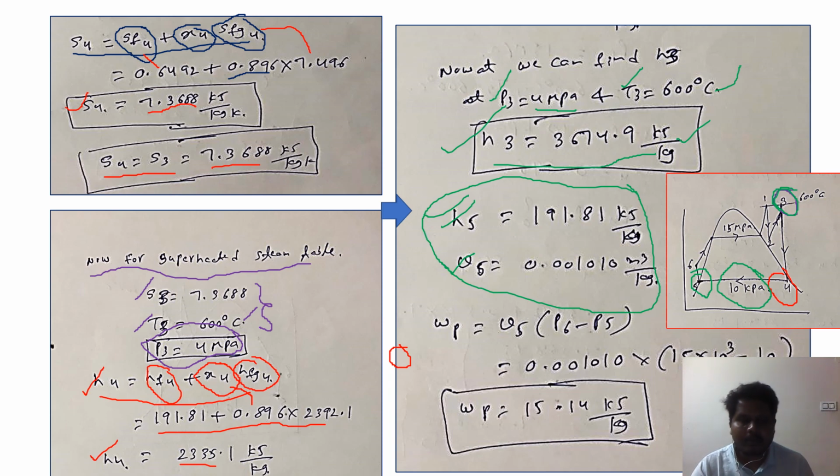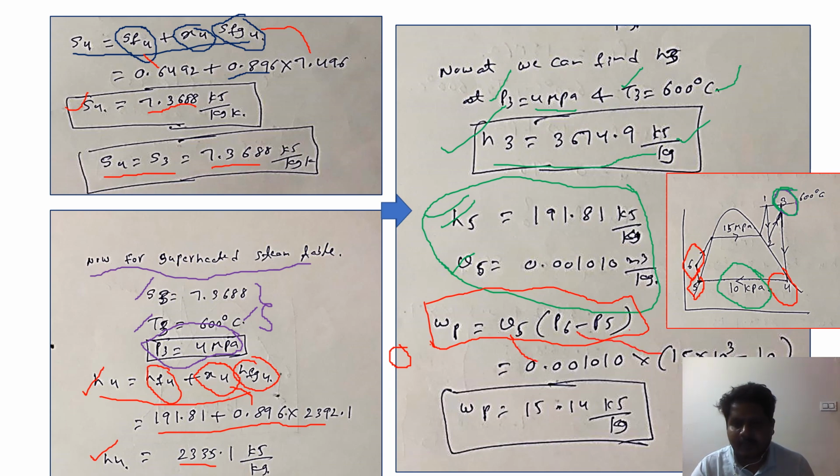Now we can find the work input to the pump. The work input to the pump equation is W equals integral V dP. Here the process is 5 to 6. If you look at the TS diagram, the process 5 to 6 is the work input to the pump. So we can write it as V5 into P6 minus P5.